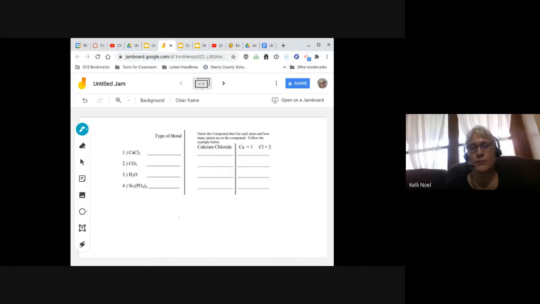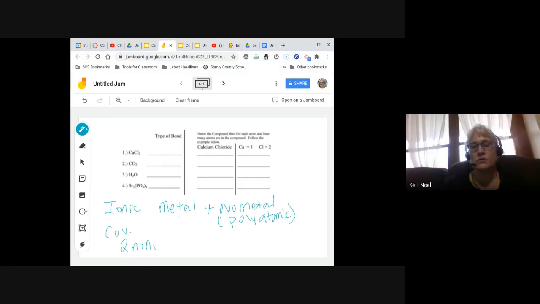So type of bond. Remember, if it's an ionic bond, you need a metal plus a nonmetal, or polyatomic. If it's covalent, it is two nonmetals. So you need to use your periodic table.